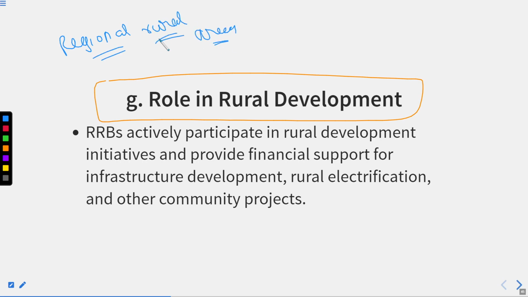Okay, so they actively participate in rural development initiatives and provide financial support for infrastructure development. Like they give credit lines for rural electrification and community projects, like making roads, making parks, making schools and colleges, whatever is being made by the authorities for rural development.